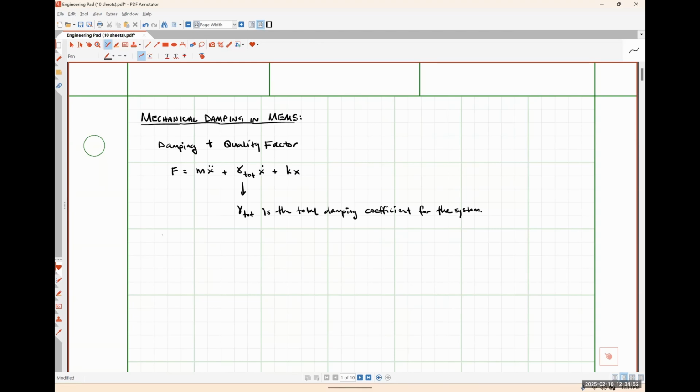So damping is defined as the restraining of vibratory motion by the dissipation of energy, and therefore it represents energy losses in a system.